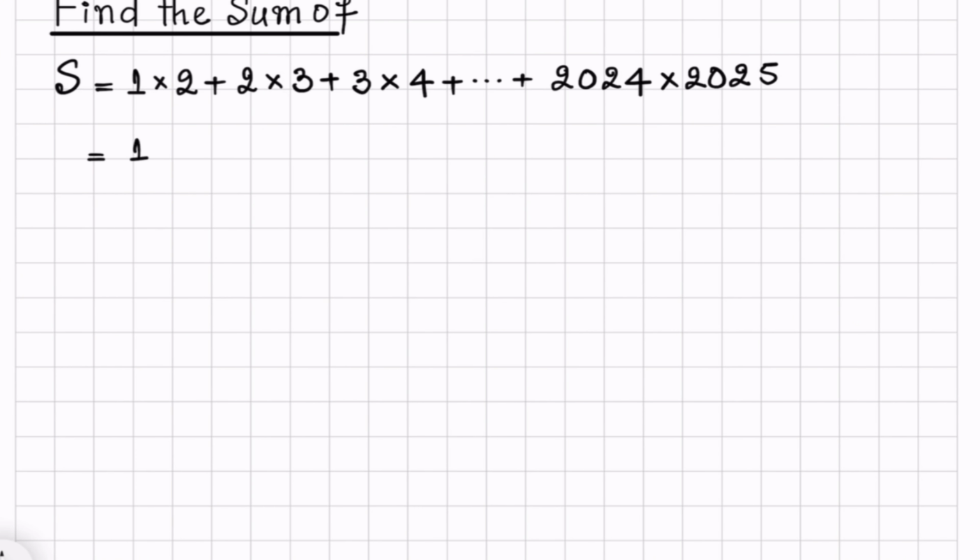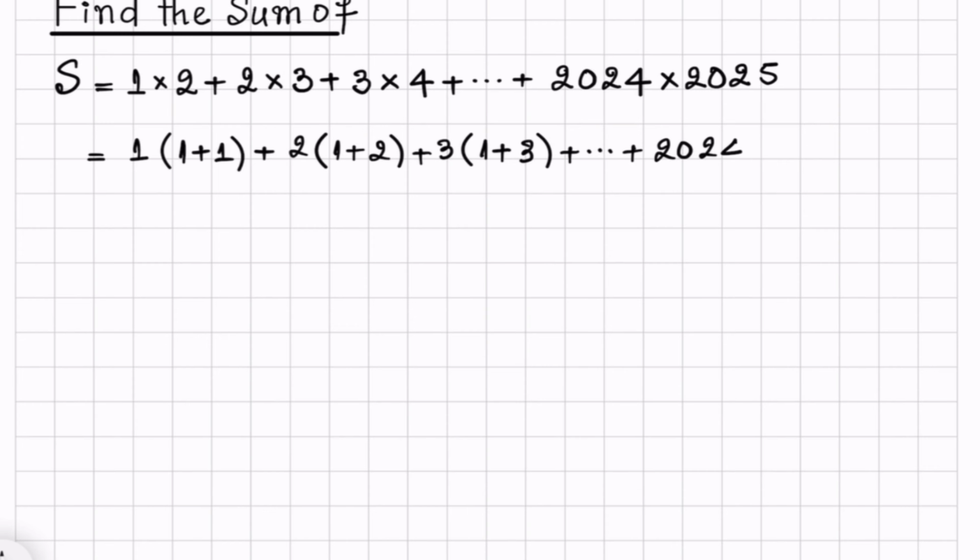Okay, so now you have to write 2 as 1 plus 1 and then plus 2 factor with 3, which is equal to 1 plus 2, okay, and then plus 3 factor with 4, which is equal to 1 plus 3, and then keep going dot dot until 2024 and 2025, which is 1 plus 2024. Then equal to, so expand this and expand this, and we are going to expand each term.